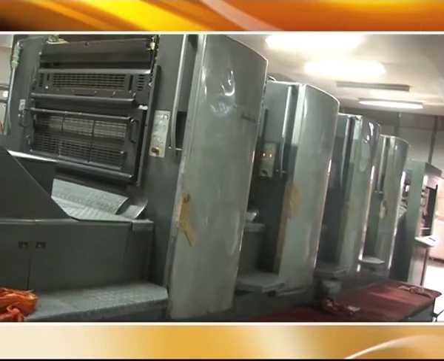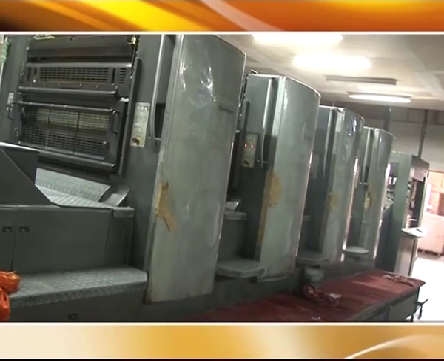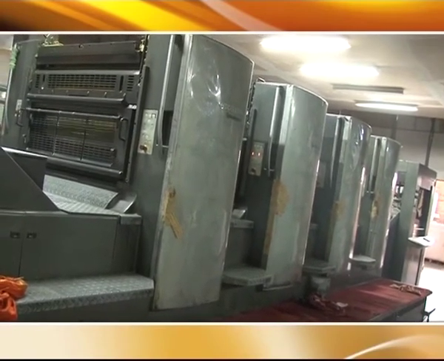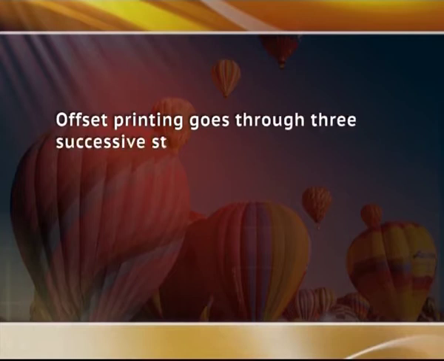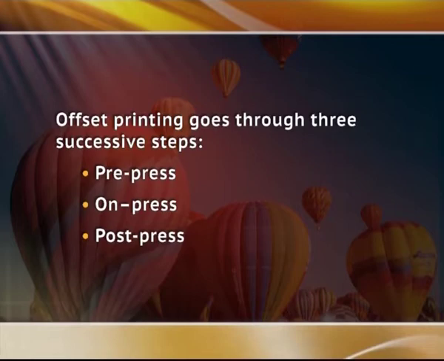When photography is the key to the modern make-ready procedure, it is called photo offset. As printing is done from a plane surface, it is called planography. Offset printing goes through three successive steps: pre-press, on-press, and post-press.